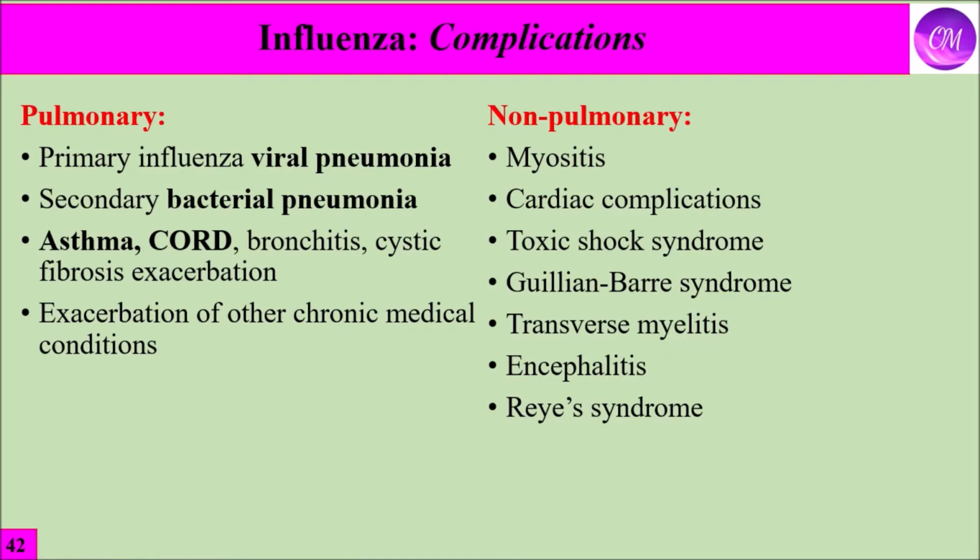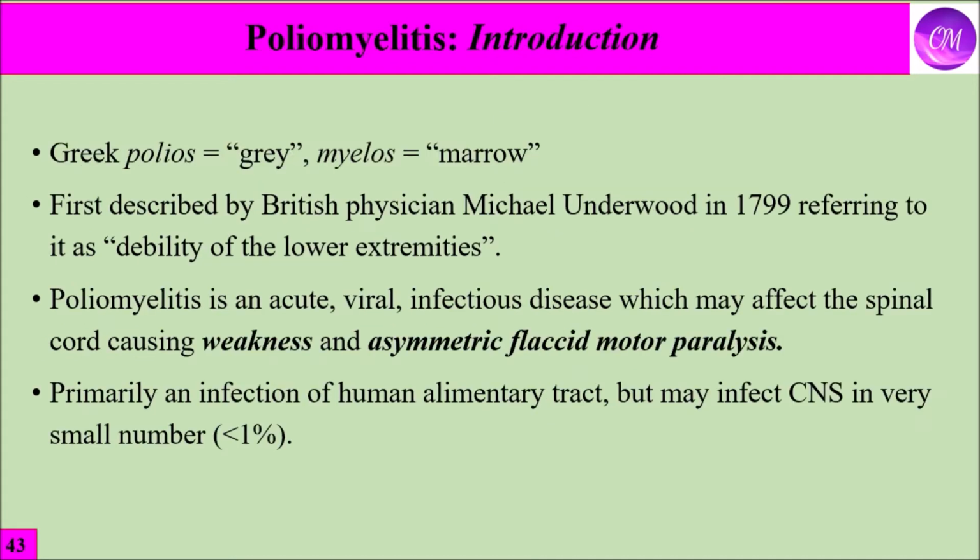Complications of influenza are divided into two groups, pulmonary and non-pulmonary. Pulmonary complications are primary influenza viral pneumonia, secondary bacterial pneumonia, asthma, chronic obstructive respiratory diseases, bronchitis, cystic fibrosis exacerbations. Exacerbation of other chronic medical conditions may also be complications of influenza. Non-pulmonary complications are myositis, cardiac complications, toxic shock syndrome, Guillain-Barré syndrome, transverse myelitis, encephalitis, and Reye syndrome.